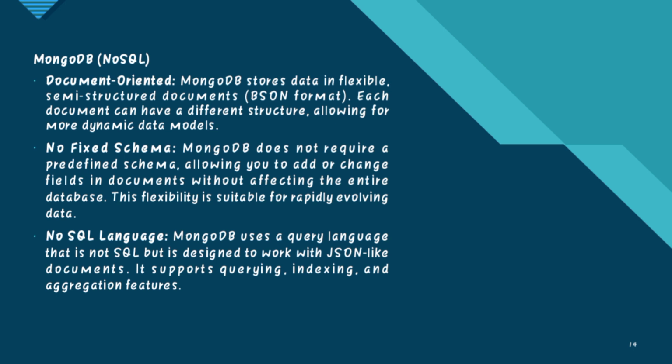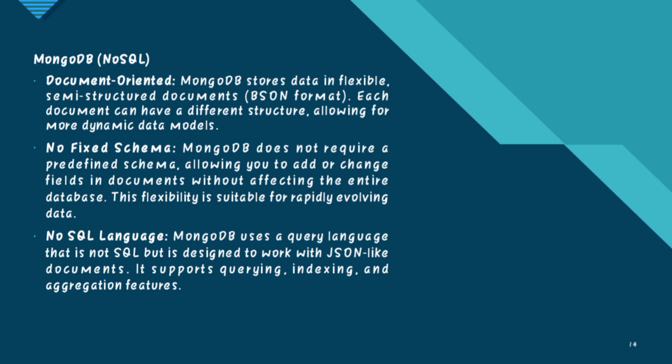MongoDB: NoSQL, document oriented. MongoDB stores data in flexible, semi-structured documents in JSON format. Each document can have a different structure, allowing for more dynamic data models. No fixed schema. MongoDB does not require a predefined schema, allowing you to add or change fields in documents without affecting the entire database. This flexibility is suitable for rapidly evolving data.